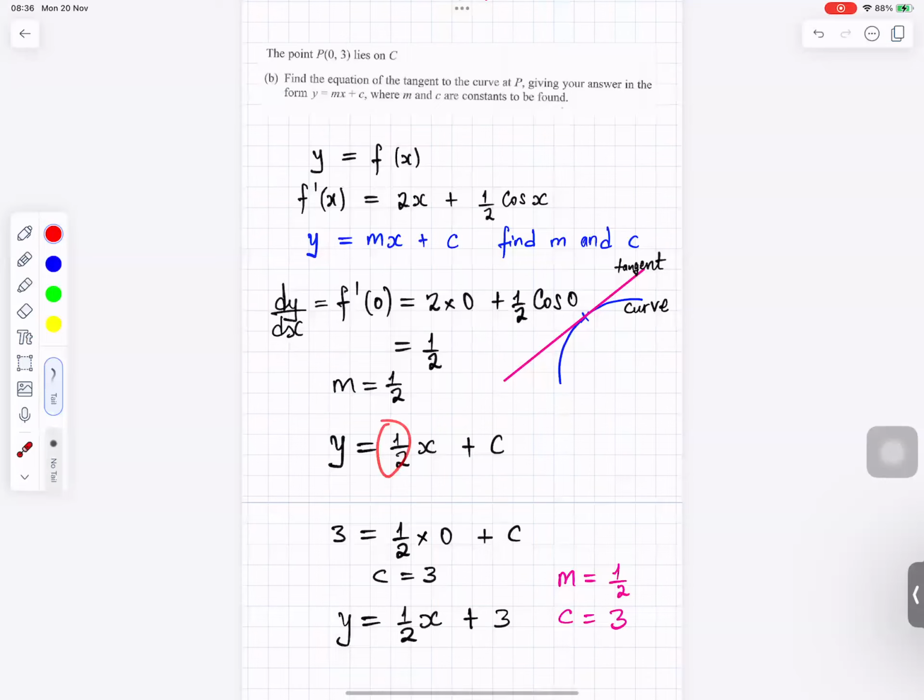After we find m, what do we need to find? We need to find c. To find c, we put y is 3, m is a half, x is 0. And then we rearrange it, we get c to be 3. So your equation is y equals half x plus 3.